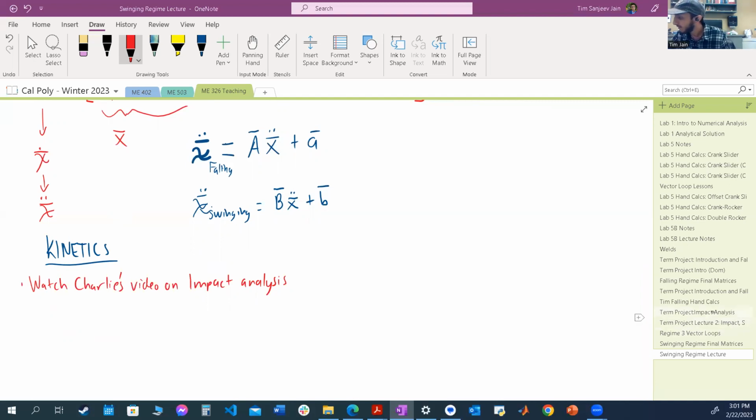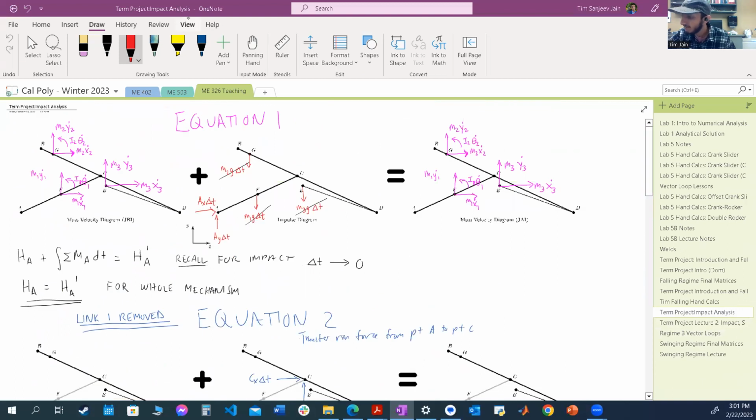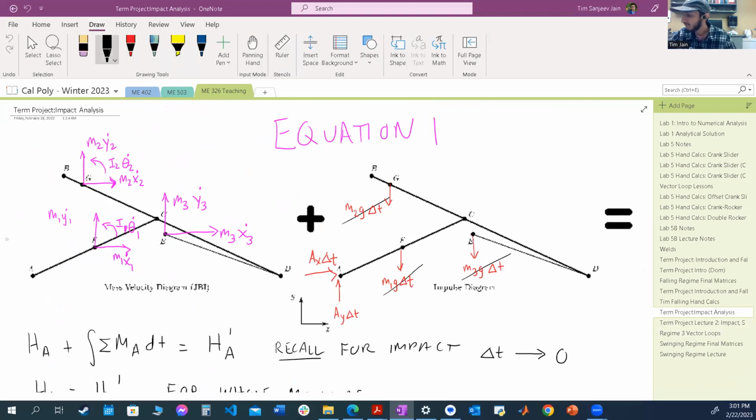So in the kinetic analysis, we can go and look at these. I'm sharing what was from Charlie's video. I recommend you also take notes. You'll see that this equation is formulated by analyzing all links. And you'll see the mass times the velocity, so all the linear momentums of the centers of mass, and the I theta dot, so I omega terms as well.